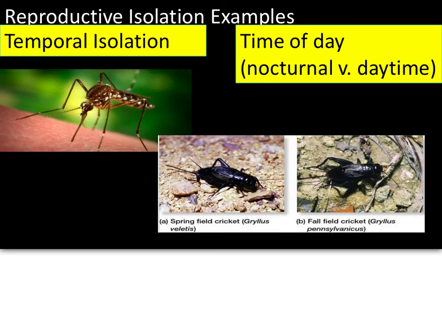And the last example of this is temporal isolation, which essentially is time. The time of day determines whether or not organisms are going to reproduce or interbreed. Over time, we've seen populations separate from one another because of the time of day for reproduction, or when they do most of their activities, whether during the daytime or at night. Again, it's just another way for organisms to become reproductively isolated from one another.